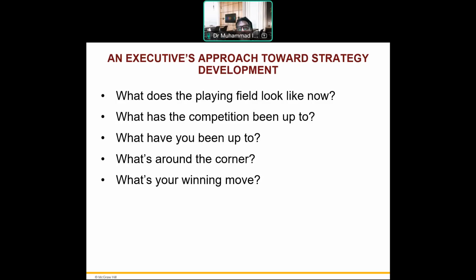What has the competition been up to? How much competition is there, easy, hard, medium, whatever? What have you been up to? What's around the corner, what do you do? And the simple thing is, what's your winning move? The main thing is, your main focus is how you can get the competitive advantage.